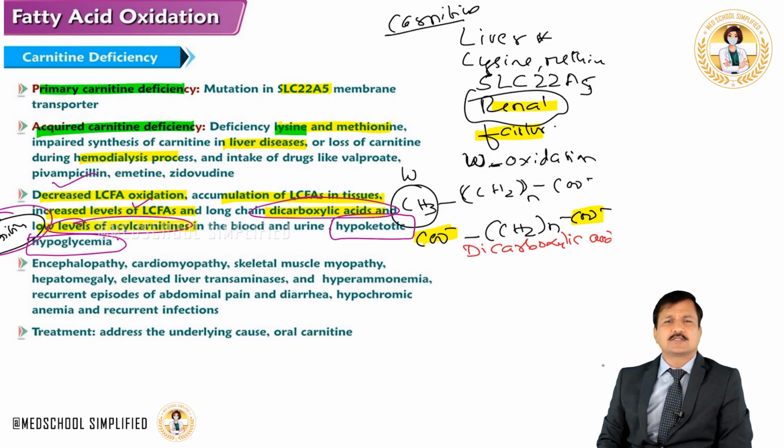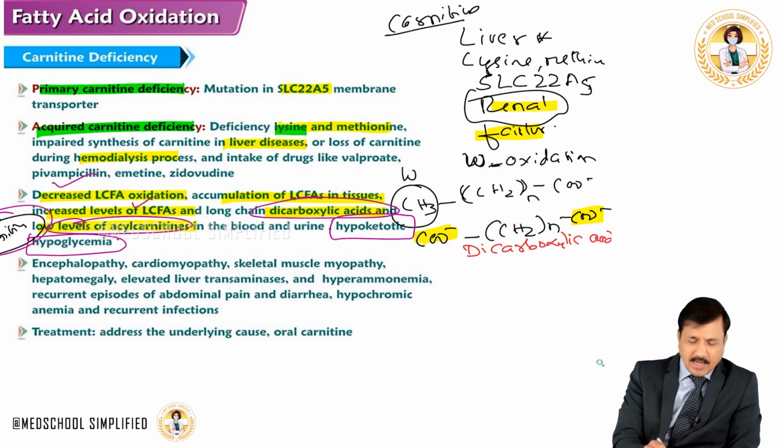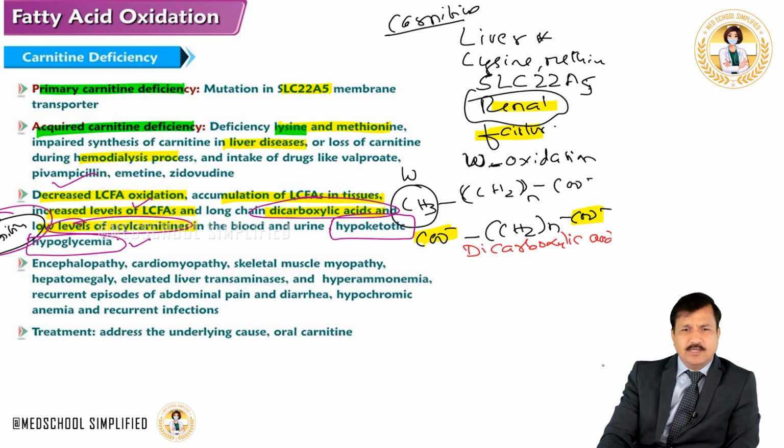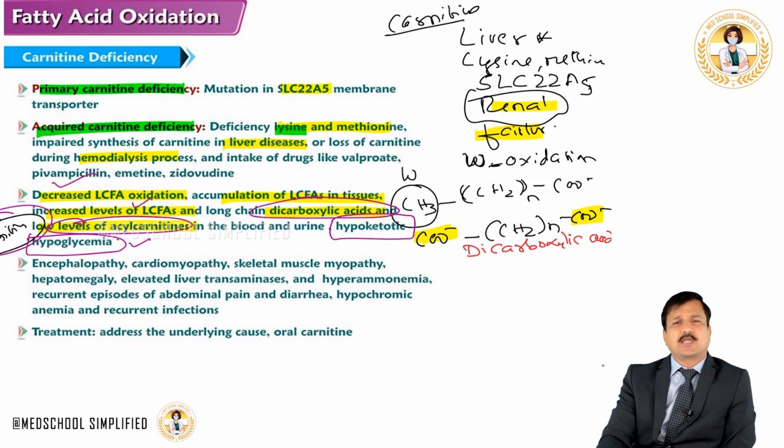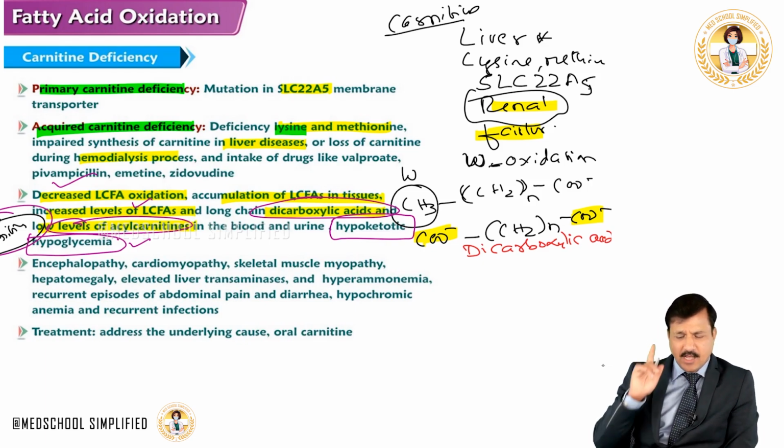That is what is called hypoketotic hypoglycemia. So low or no ketone bodies are seen in the blood along with a low glucose level. That is one of the important findings of carnitine deficiency or any carnitine shuttle mechanism defect, including beta oxidation. Remember that point.